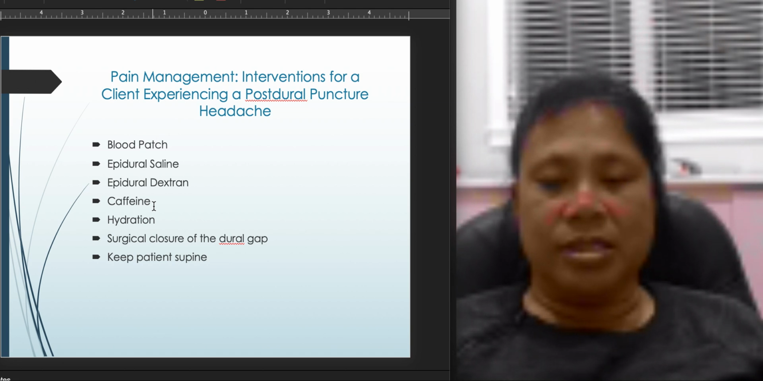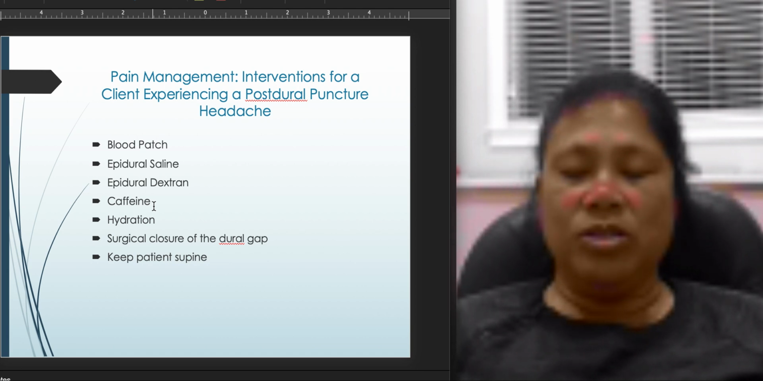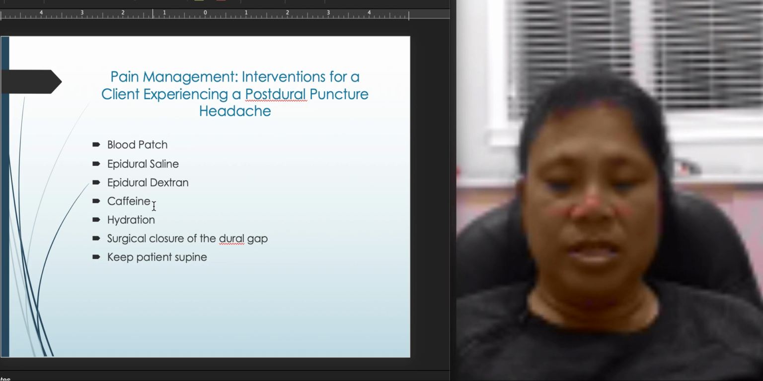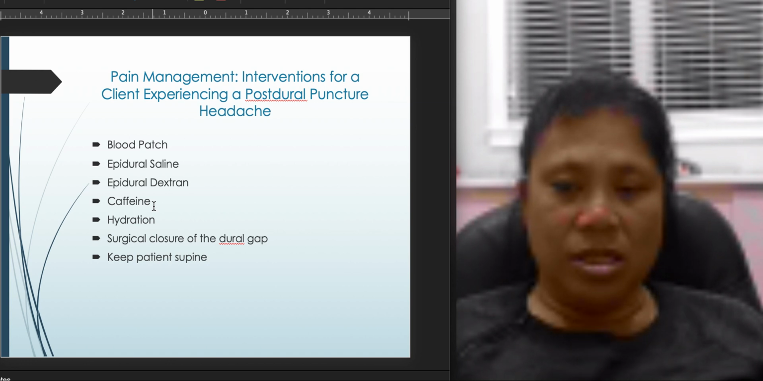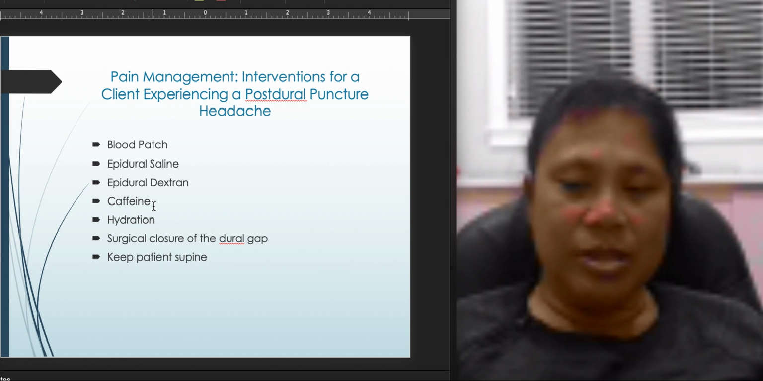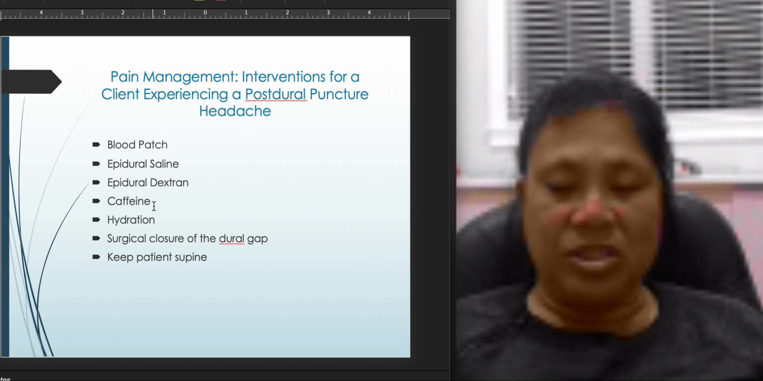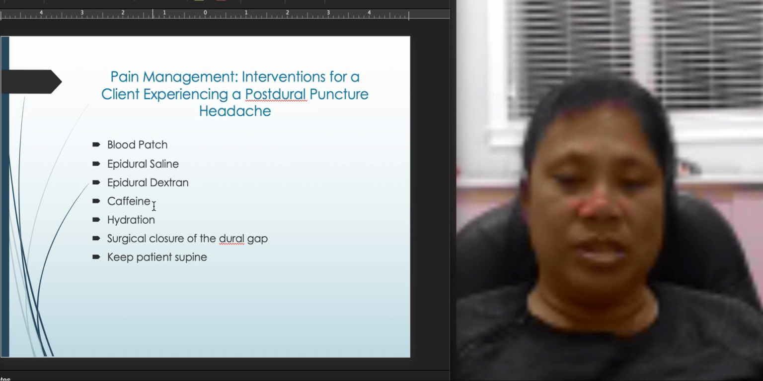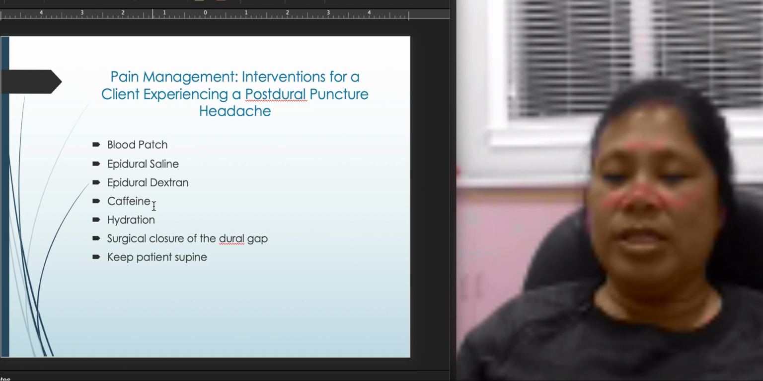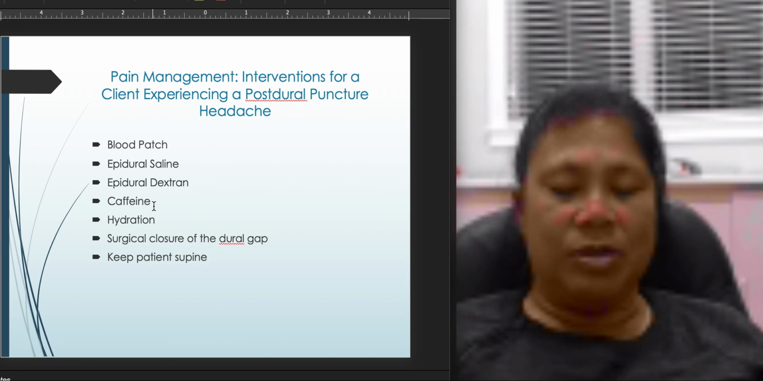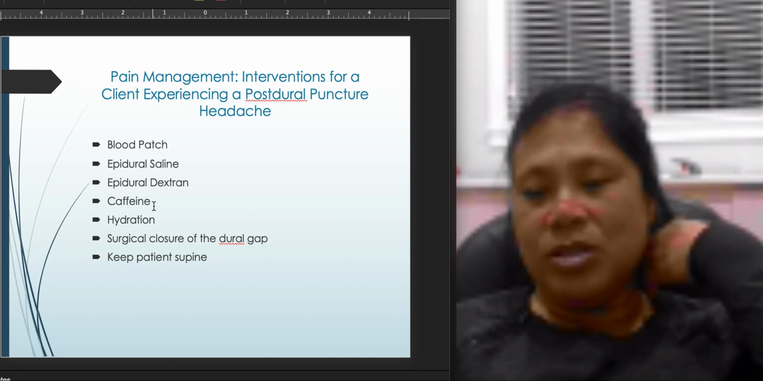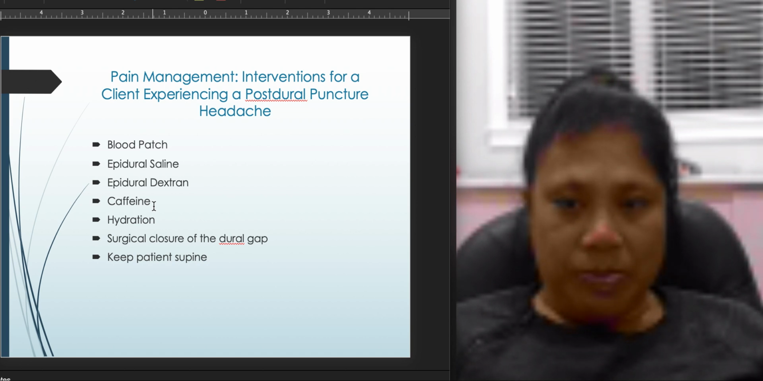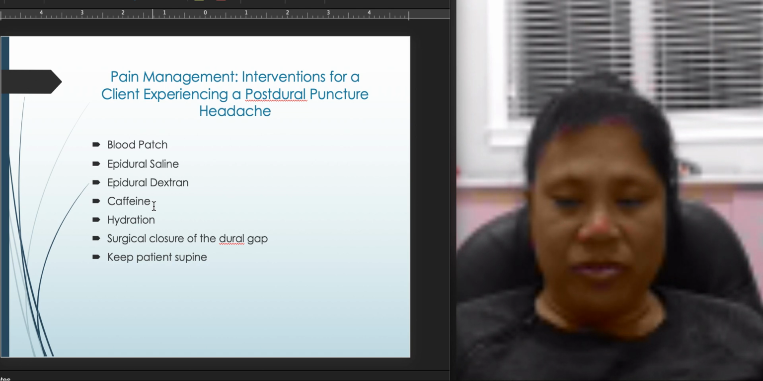And the main thing is to keep them supine. So hopefully when you see them going to recovery post C-section, you prefer to have the head up as low as possible, maybe no higher than 15 degrees. So 30 degrees is too high. You try to keep them in the lowest position possible, maybe like 15 degrees, in order to prevent these headaches.